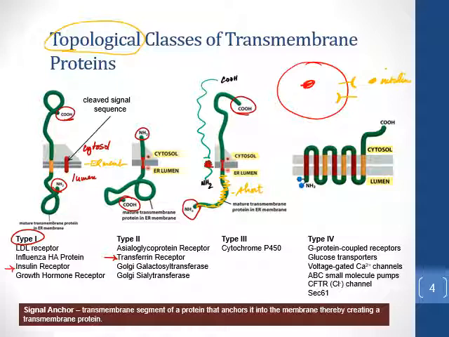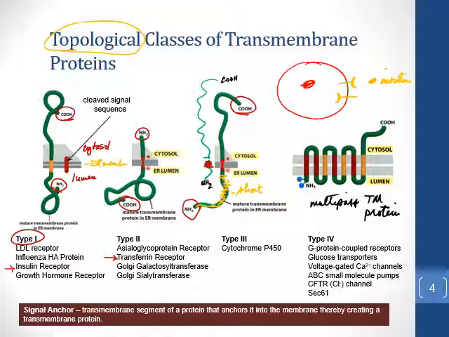Now the other option is what's called a multipass transmembrane protein. In other words, it has several transmembrane domains, several domains that span the membrane. So this protein is like it's stitched into the membrane. And this is called a type 4. Now we'll subdivide the type 4 into a 4A and a 4B, but we'll wait to do that a little bit later on.